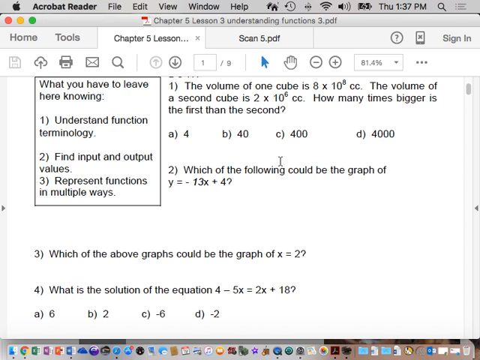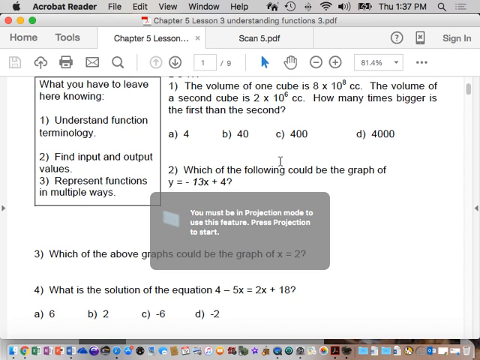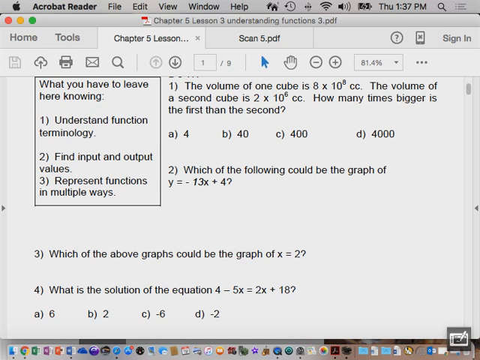A little bit of review here about volume, or more specifically about operating with these numbers. The volume of one cube is 8 times 10 to the 8th. The volume of the second is 2 times 10 to the 6th. How many times bigger is the first than the second? And we said yesterday, when we get these big ugly scientific notation numbers, before we ever attempt to do it in scientific notation, which can get confusing, instead, we try to do it with regular numbers. So just call the first one 8 and the second one 2. How many times bigger is the first one than the second one? 4. And to do that, I do 8 divided by 2.